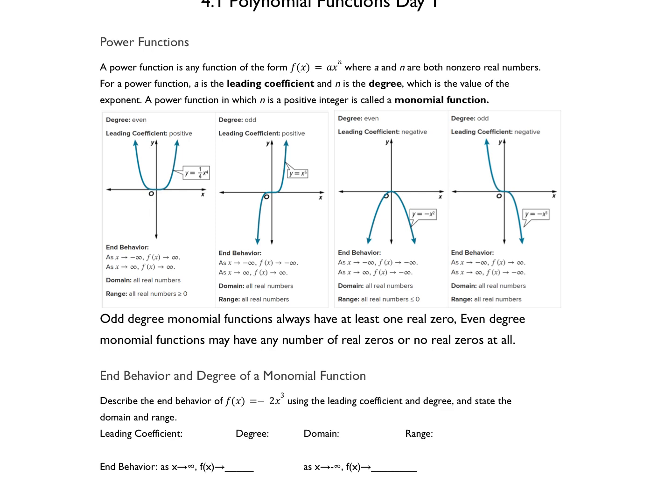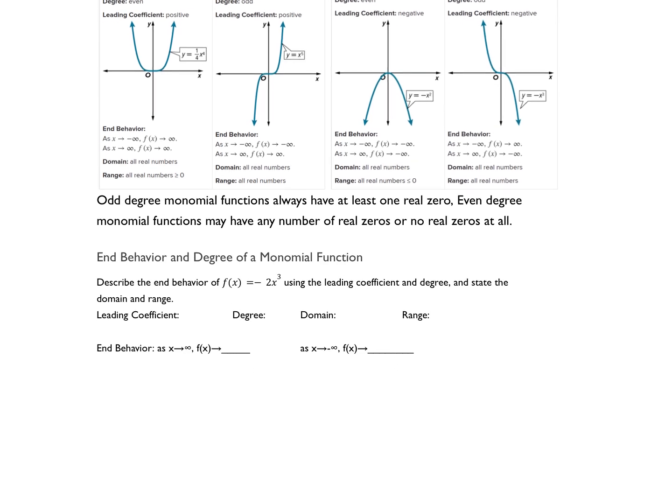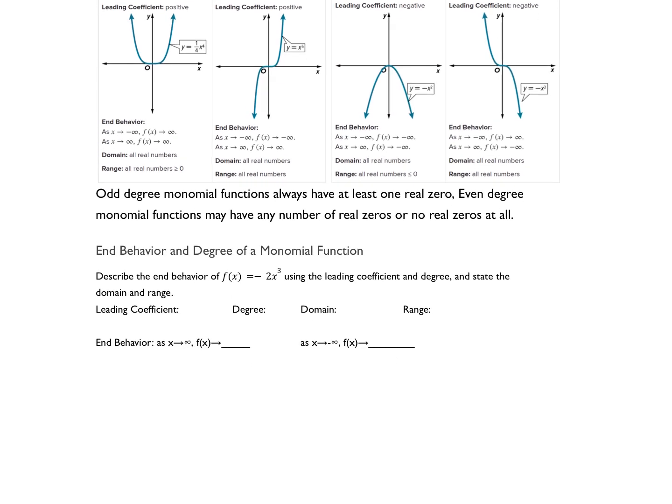All right, so we could describe the end behavior of f of x equals negative 2x cubed. Well, the first thing we need to look at is the leading coefficient. And the leading coefficient is this negative 2. So that is our leading coefficient. Our degree, we look at the exponent it's raised to. So our degree is 3.